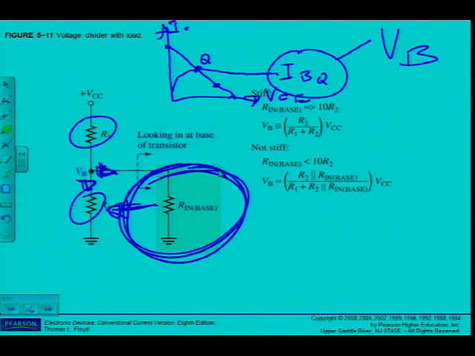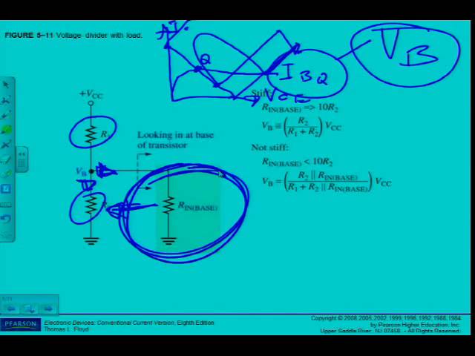If my Q point is not in the middle of the load line and I apply my signal that I want to amplify in my linear region, what's going to happen? It's going to go into cutoff, which I don't want, and I don't have a linear amplifier anymore. So that is important, that my VB should be correctly calculated. That's why I have to check if the circuit is stiff or not stiff. Okay, how do I do it?